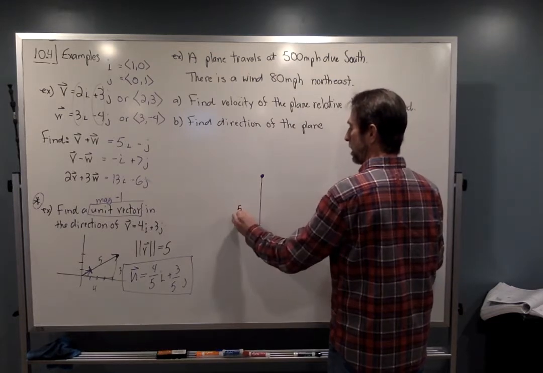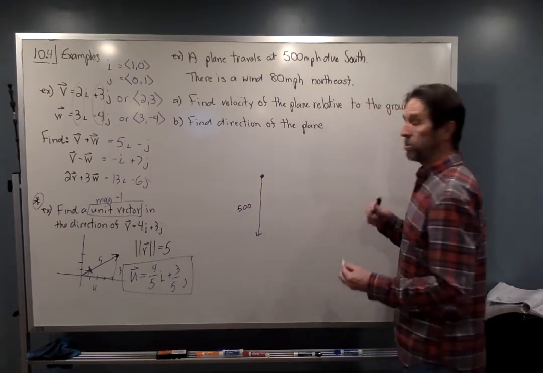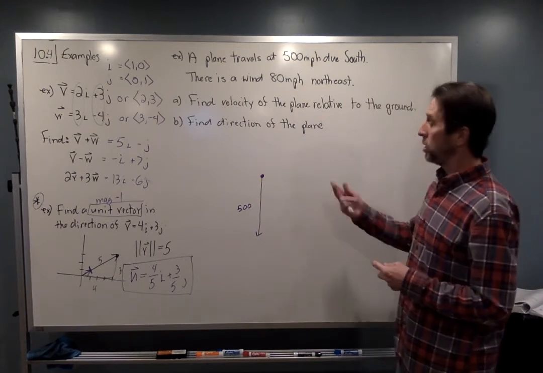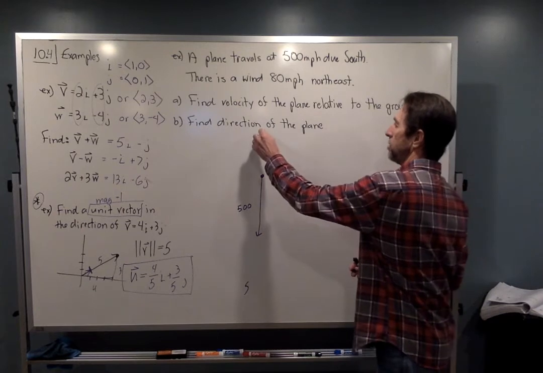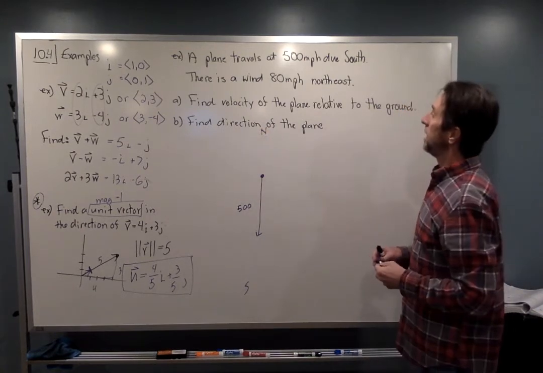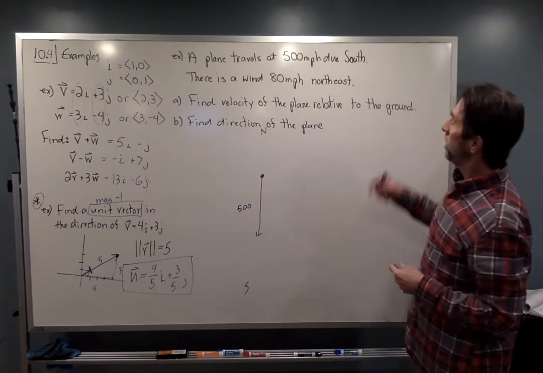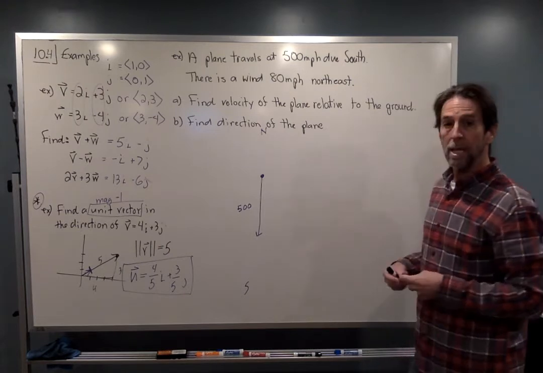I'm going to represent that as 500. It's not its length, it's the quantity. But it is going due south because, of course, I'm going to consider that to be south. This is north and so forth. The wind is going 80 miles per hour northeast.